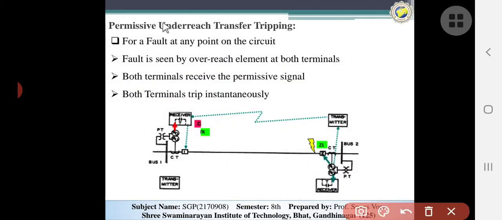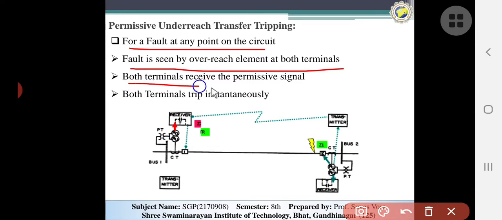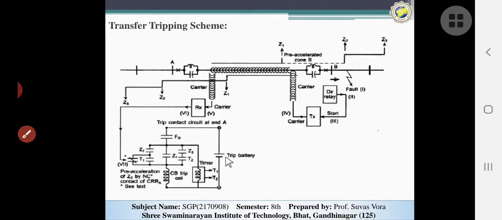सो इन द परमिसिव अंडररीच ट्रांसफर ट्रिपिंग, the fault at any both the terminals, दोनों वो ये देखेंगे कि भाई फॉल्ट हुआ है इन द इंटरनल, then both the terminals receive the permissive signals and both the terminals trip instantly. सो डायरेक्ट एक सिग्नल यहाँ पे नहीं भेजते हैं, यहाँ पे फॉल्ट हुआ है तो दोनों सर्किट ब्रेकर ओपन हो जाते हैं। सो दीज आर दी स्कीम्स फॉर दी सिग्नल्स.